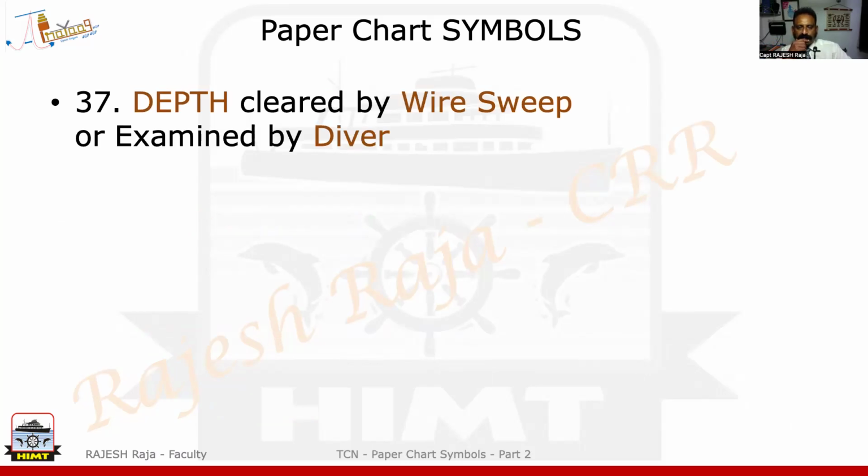A depth which was checked by wire sweep, or let us say examined by diver. Mainly the symbol is used for wire sweep. You can see a small pan kind of thing on the bottom of that 5.2. Remember 5.2 meters, dangerous to surface navigation as well as wire sweep. I can give you one more example, 6.5 wire sweep.